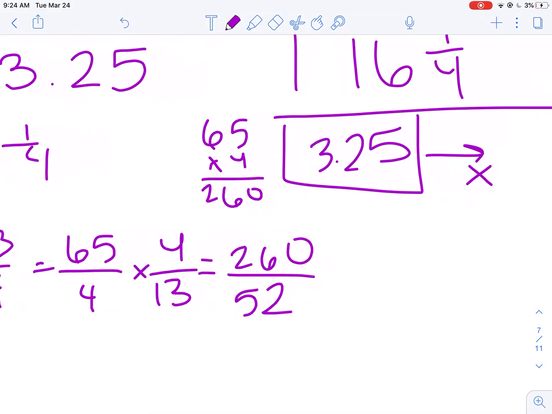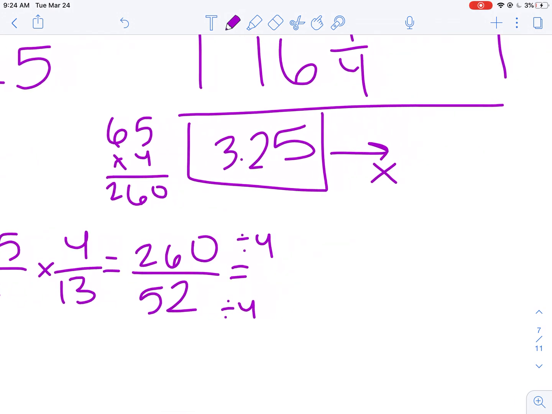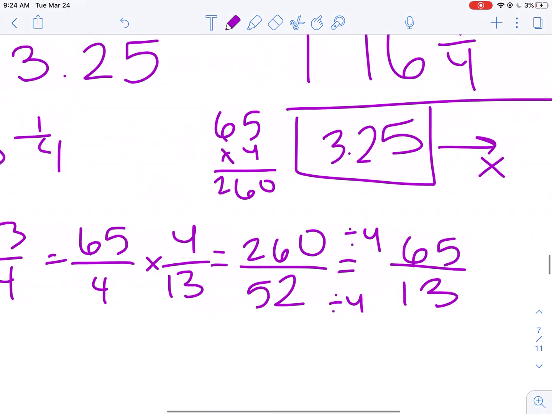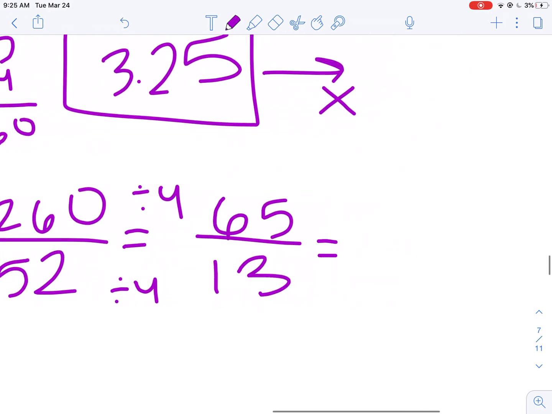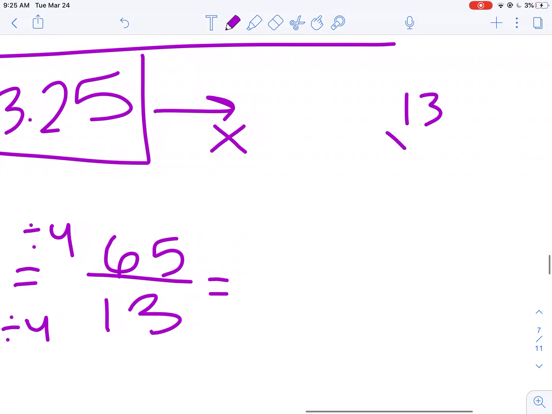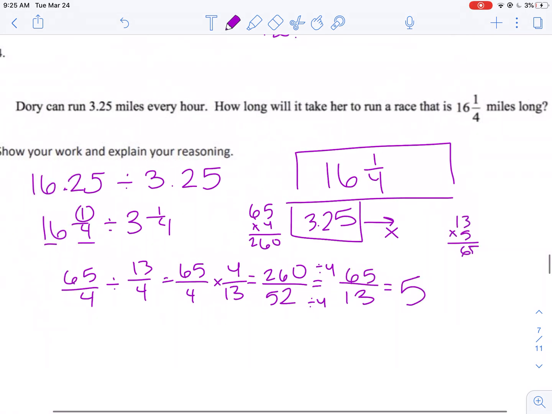And I know I can simplify that by 4. If you divide by 4, that's going to become 65. And then back here 13, because it's like you multiply by 4 here and 4 here, so that when you divide by 4, you're just left with these numbers. Hopefully you caught on to that. And this 65 divided by 13, I'm pretty sure is just 5. 13 times 5, that's 65. So that is just 5.